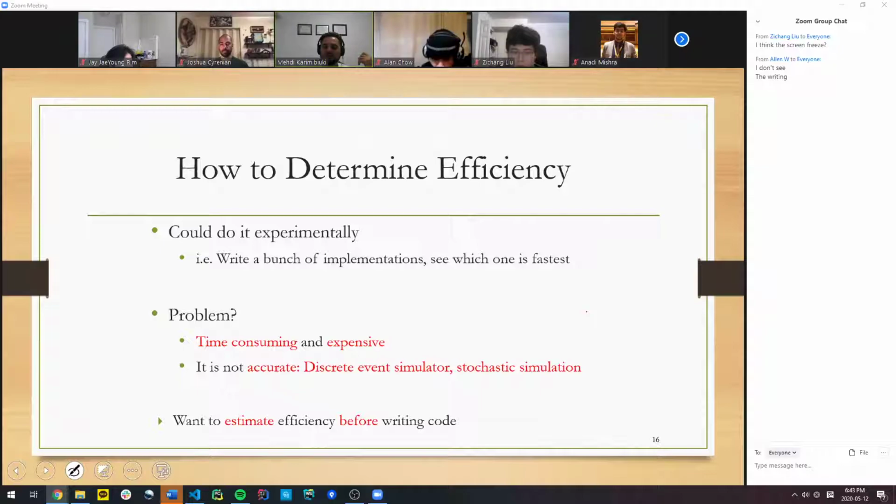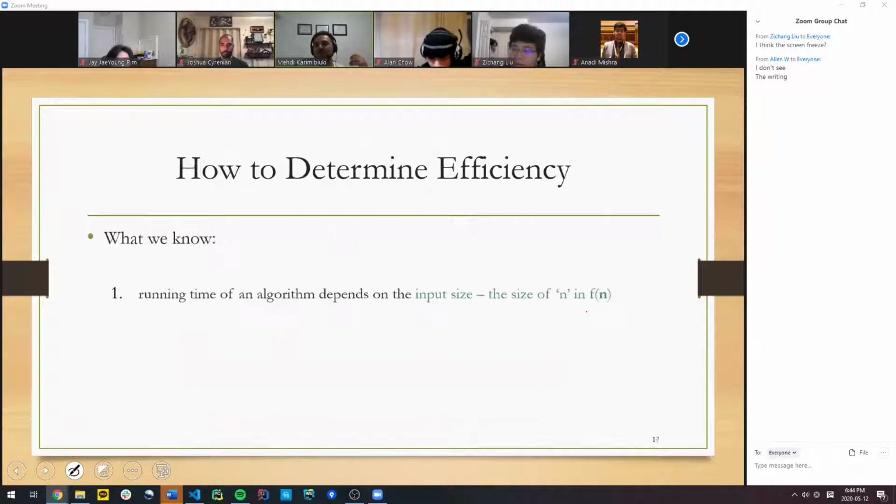How about if we want to estimate the efficiency before writing code? I think the rest of this class will be spent showing you a really quick way of calculating the efficiency, mainly time efficiency, or how much time it takes the algorithm to run. And you can quickly calculate that by just looking at the code. So the purpose of this class is to show you how we can do that.